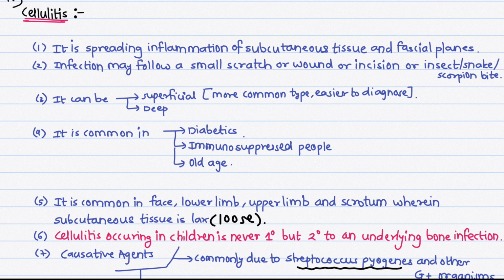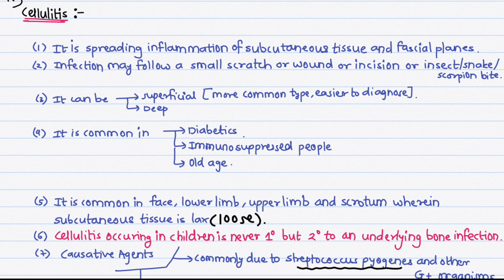So guys, let's define cellulitis. Cellulitis is the spreading inflammation of subcutaneous tissue and the facial planes. Infection may follow a small scratch, a wound, or an incision, or insect, snake, scorpion bite.